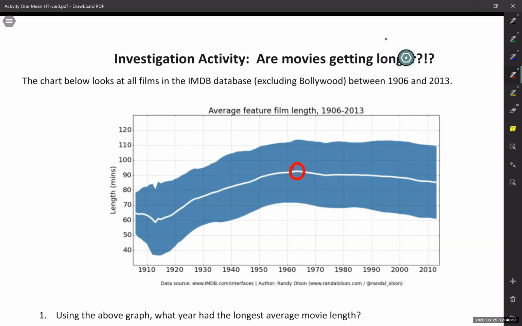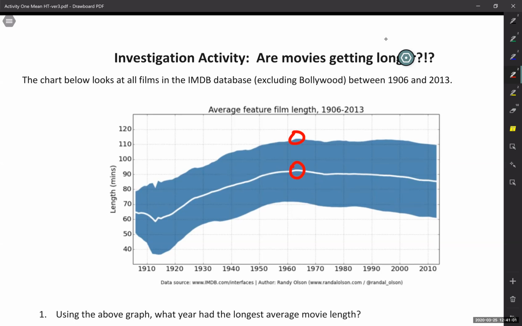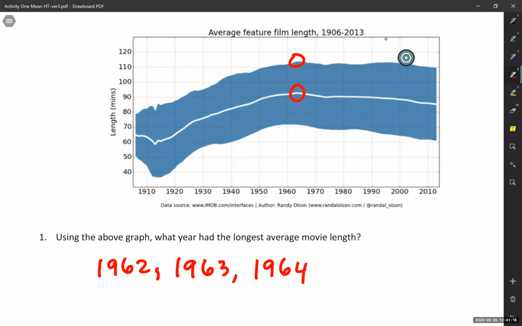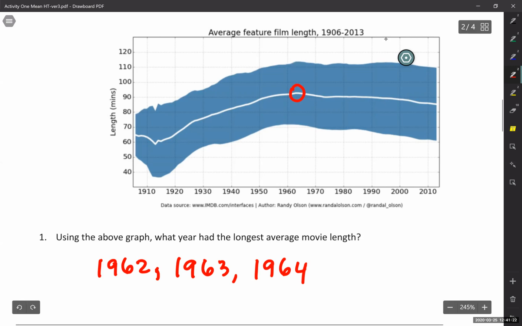Even if you weren't quite sure what I was looking at, and maybe you looked up here at the top, I still think the top of the blue or the top of the white fall in the same section. So anywhere from maybe 1962 or 63 or 64, if you said any of those numbers, you're on the right track. It's hard to be specific with the details we're given on this picture, but it looks like that is approximately something between 1960 and 1965.